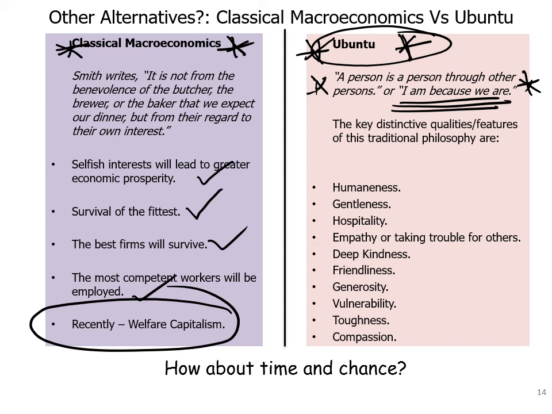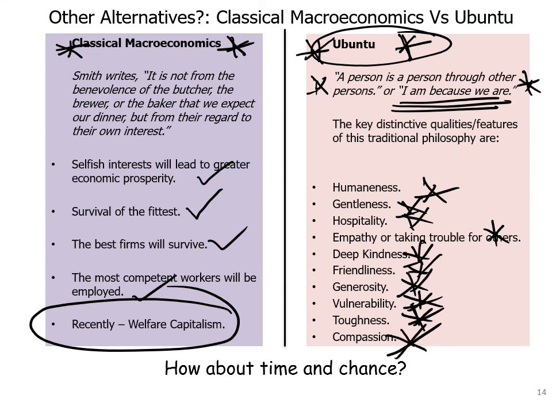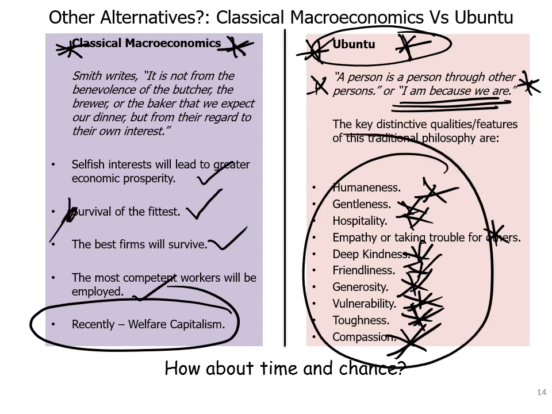Okay, so you have key features of humaneness: gentleness, hospitality, empathy, deep kindness, friendliness, generosity, vulnerability, toughness in terms of being able to stand when things get rough, compassion, right? So instead of just survival of the fittest, looking out for myself, I look out for the whole community, all right?